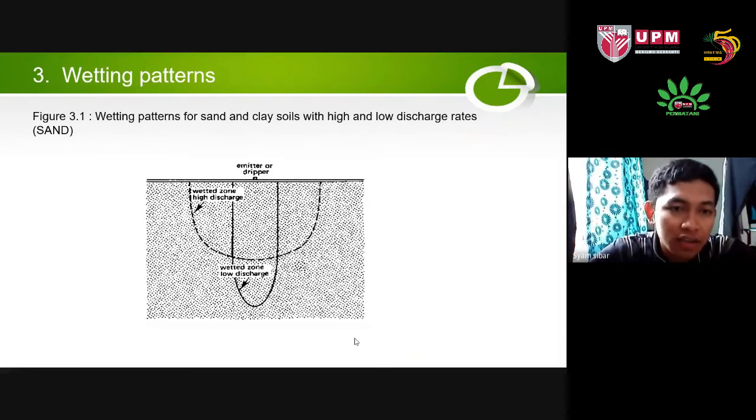This is because sandy soil has a low water holding capacity, so when we irrigate our crops, the water will easily run off or leach deep into the soil. Okay, let's move on to the next slide for the next wetting pattern.